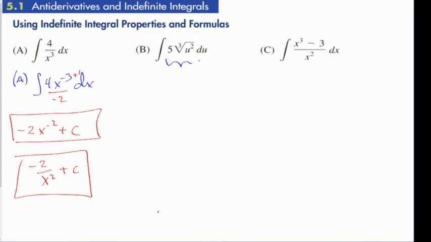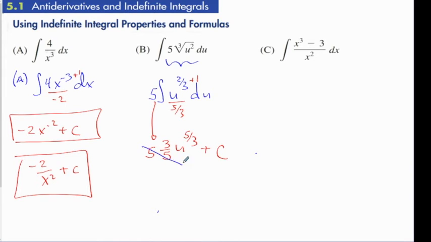Okay, so part B, let's rewrite this using exponents as a way to express it. The antiderivative, I'm going to move the 5 out front, and this is u to the 2/3 power, du. Now we would like to add 1 to the exponent. So 1 is 3 over 3, we get 5/3. So we're going to divide by 5/3. But when you divide by a fraction, it's the same as multiplying by its reciprocal. And don't forget to bring this 5 down from outside. And don't forget to plus c.